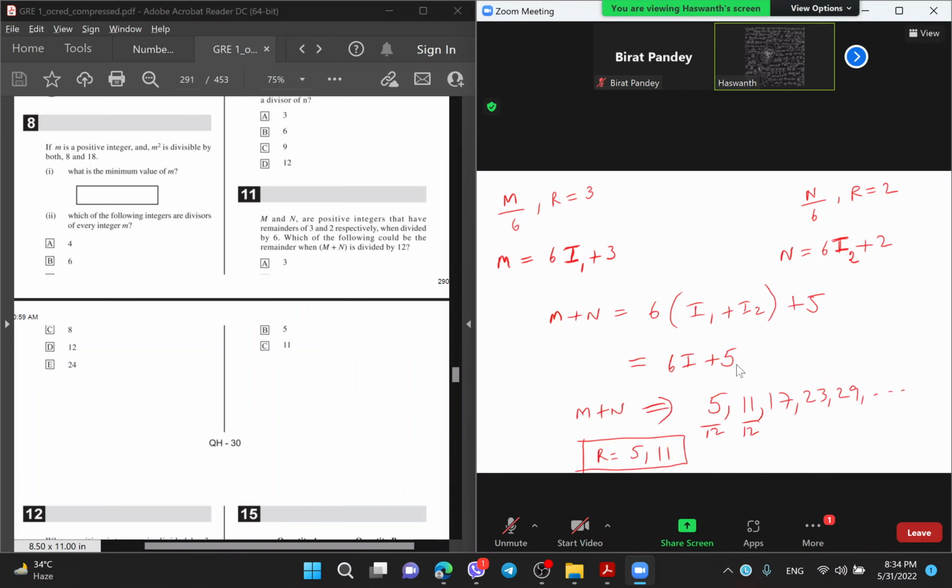So I said m when divided by 6 leaves a remainder 3, and n when divided by 6 leaves a remainder 2. First, we are taking it in this form: dividend is equal to divisor into quotient plus remainder. And one important thing which you have to remember is giving different representations. Let's say i1, i2. Then m plus n. Find out what m plus n is. It is in the form of 6 into some integer plus 5. Then look at the possible values, and those values when divided by 12 give a remainder of either 5 or 11. Two possible values.